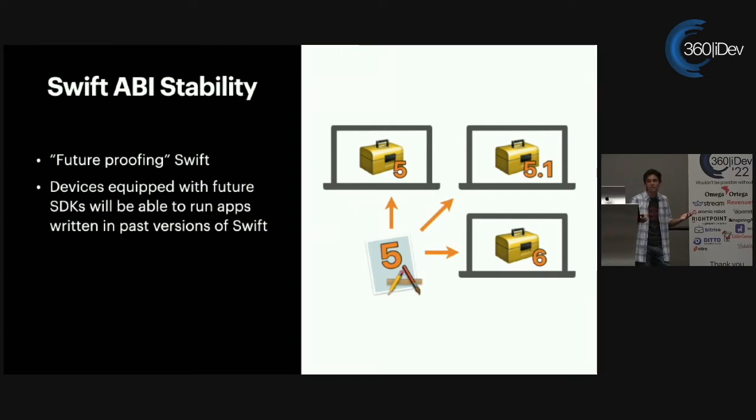Maybe in 10 years, we'll get up to Swift 6. Who knows? But in the meantime, it doesn't matter what it's called. Whatever newer versions of the runtime you're trying to access, the older apps will still be supported on those new devices thanks to ABI stability.